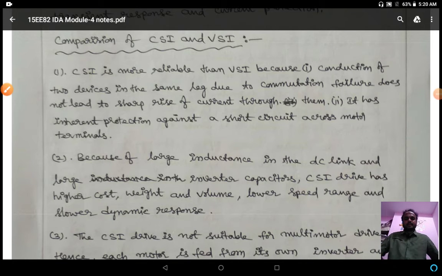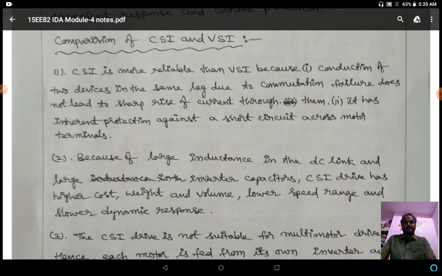Hi everyone. In this video, we'll see the comparison of CSI and VSI, that means current source inverter and voltage source inverter. We have already discussed closed loop control of voltage source inverter and closed loop control of current source inverter in earlier videos. Here we will summarize CSI and VSI.